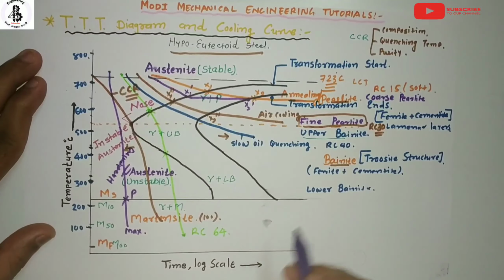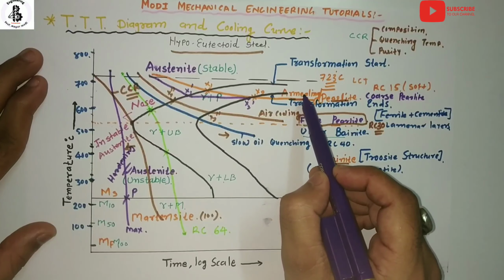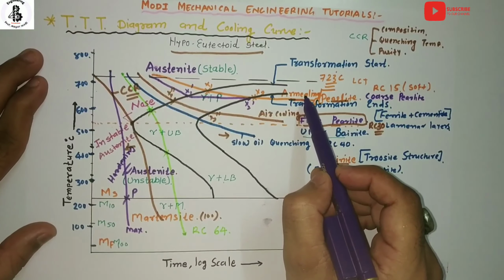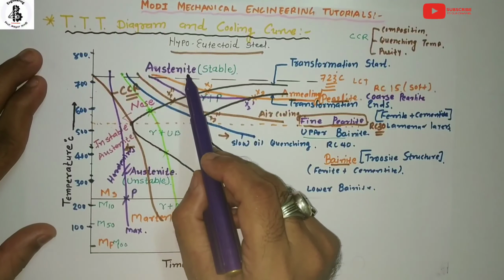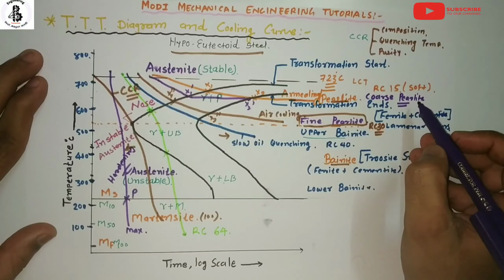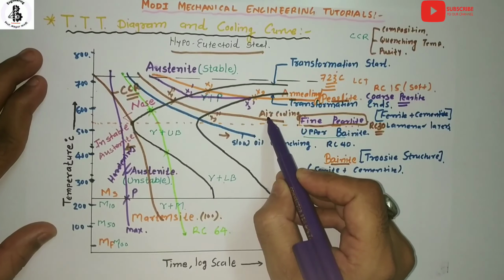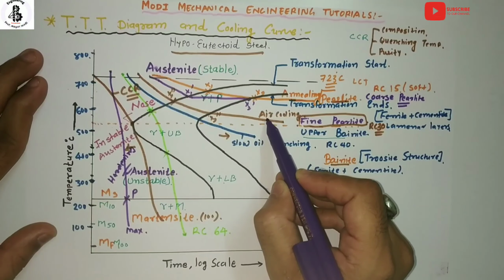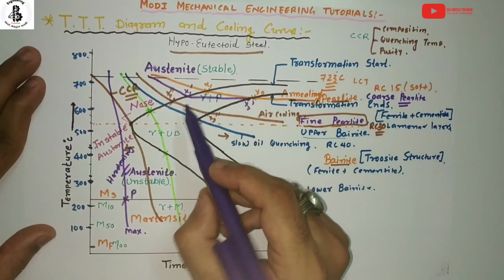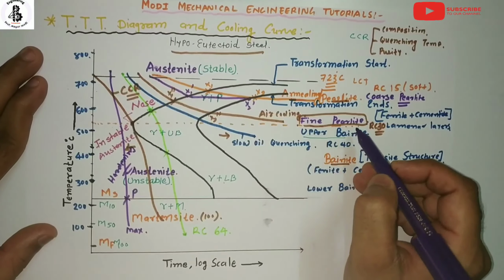So just summarize this TTT curve. If you follow the annealing process, or you can say the slowest cooling rate, then this stable austenite will be converting into a coarse pearlitic structure with an RC of 15. If you follow the normalizing process, or you can say the air cooling process, then this stable austenite will be converting into a fine pearlitic structure.